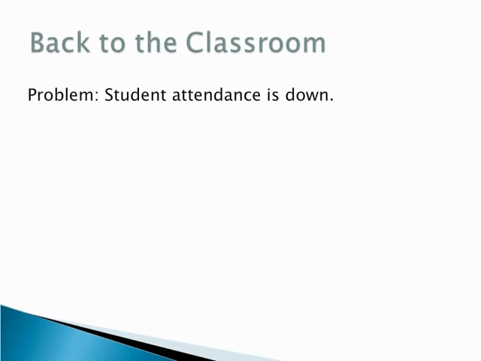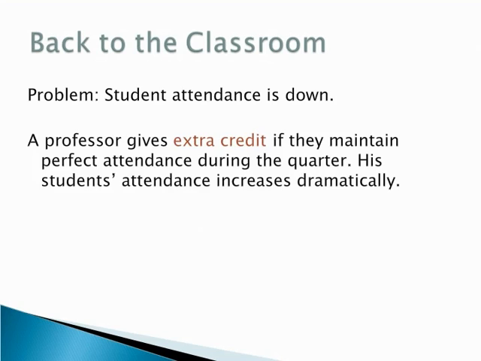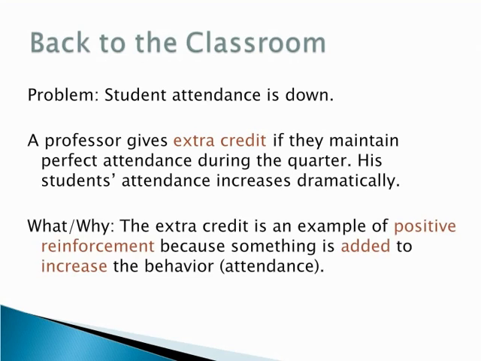So we want to show relevant examples so that you'll be able to see these terms demonstrated in classrooms in realistic terms when it comes to your students. So your problem is your student attendance is down. So your professor gives extra credit if they maintain perfect attendance during the quarter, and his students' attendance increased dramatically. Well, why? Because the extra credit is an example of positive reinforcement because something is added to increase the behavior. The extra credit is added to increase the behavior of attendance in the class.